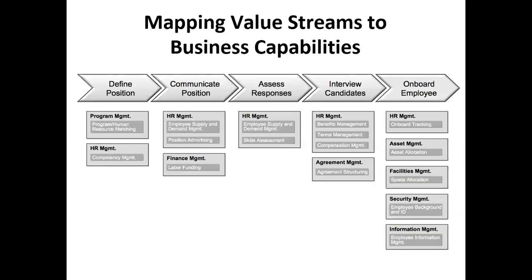Now, let me give an example. This is the value stream. These are the capabilities. If you look at this one here, it looks like recruiting someone. For example, if you recruit someone, what is the first thing you do? You define the position.